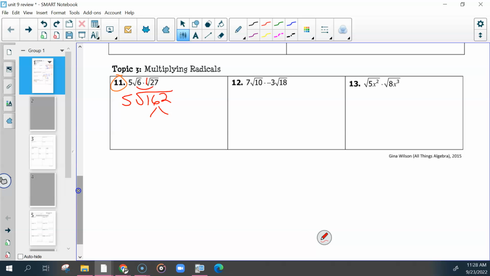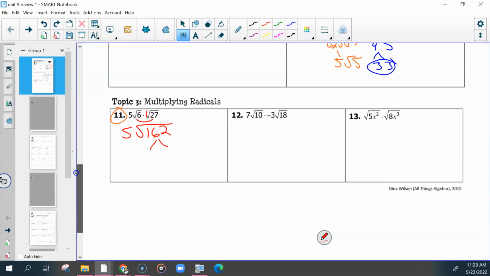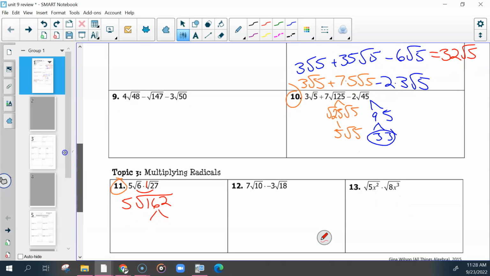I have a question for the last problem. What was the answer? 32 times the square root of 5.